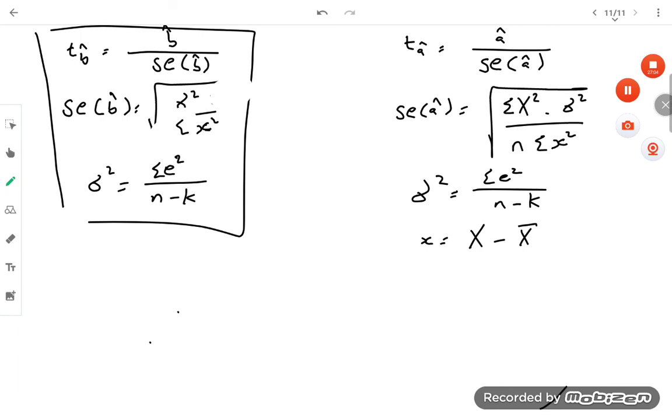So now I would like you to do this by yourself: find the value of the T ratio for A hat, and identify whether it is significant or not.